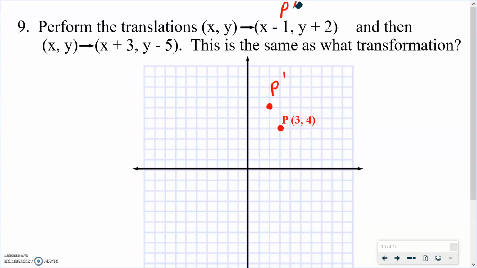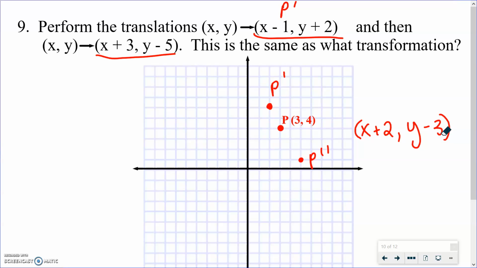And then from this P prime, we're going to go plus 3 in the x direction, so 1, 2, 3, and then down 1, 2, 3, 4, 5. Okay, and that is going to give us P double prime. So we did 2 separate translations to get that. What is one translation that could be done to get from P to P double prime in one movement? Well, that would be to go 1, 2 in the x direction and 1, 2, 3 in the y direction down. So it would be x plus 2 and y minus 3. Okay, and so this is the composition of those 2 translations.